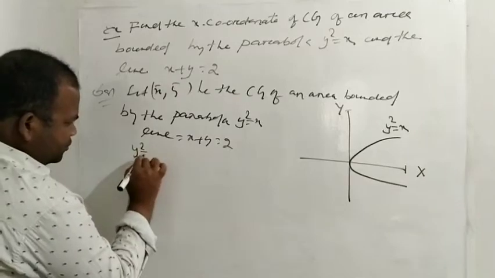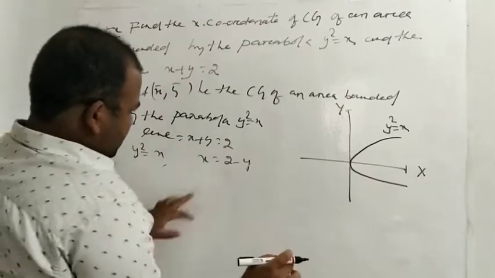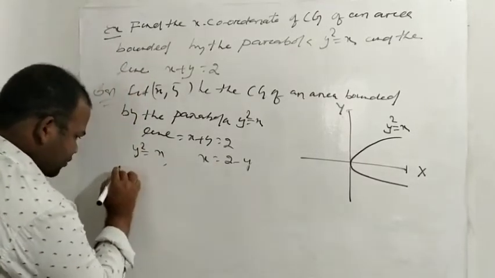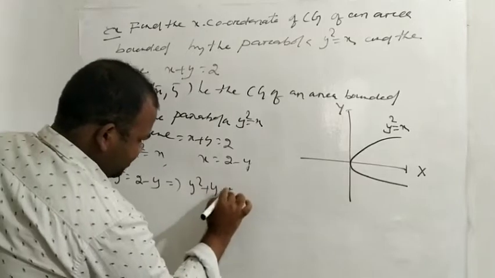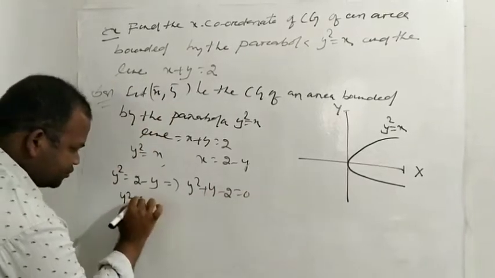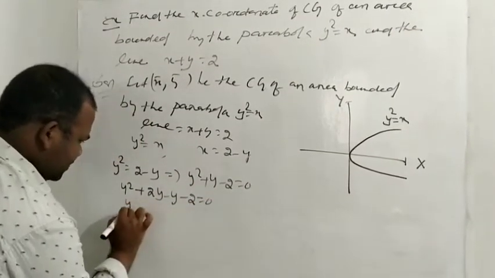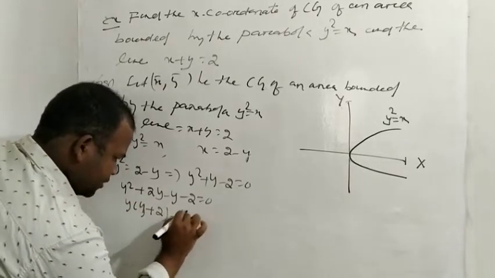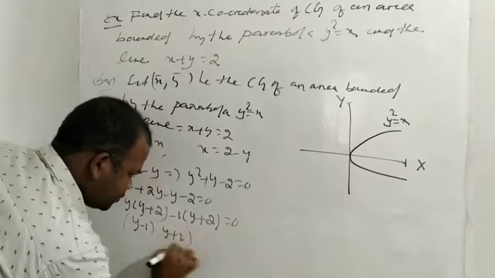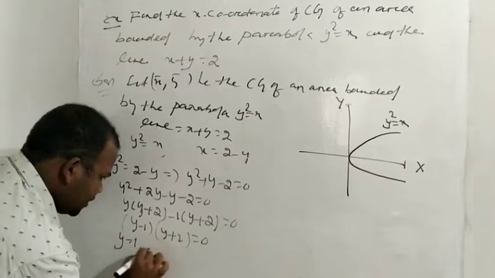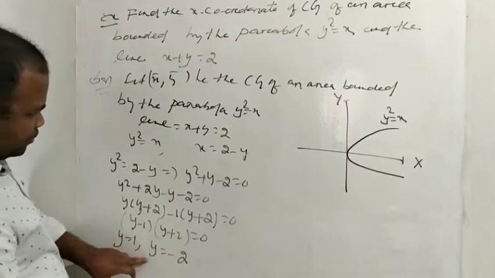We have y square equals x, and from the line x equals 2 minus y. Putting this value of x in the equation, y square equals 2 minus y, that is y square plus y minus 2 equals 0. Factorizing, y square plus 2y minus y minus 2 equals 0, so y into (y plus 2) minus 1 into (y plus 2) equals 0, that is (y minus 1)(y plus 2) equals 0. So y equals 1 and y equals minus 2.